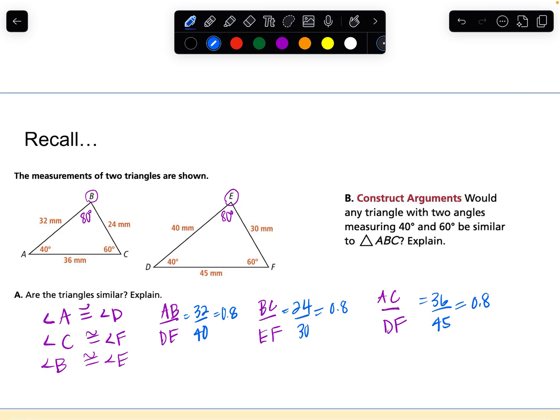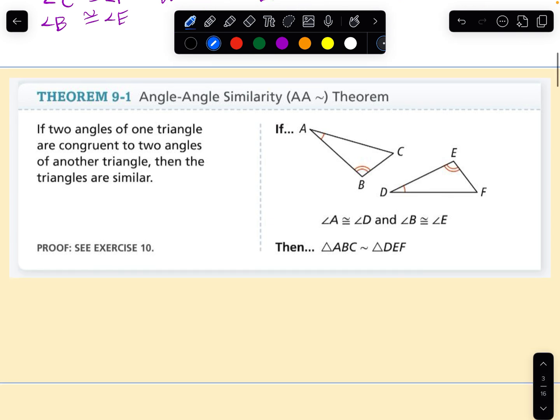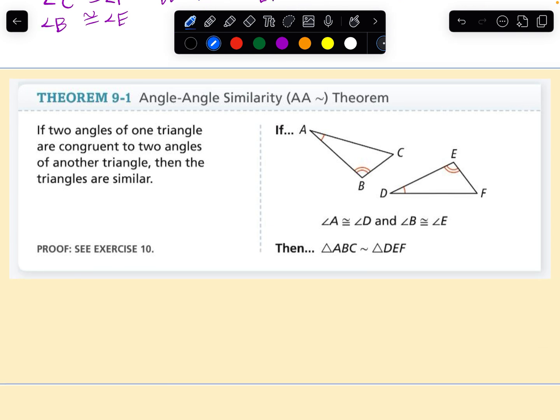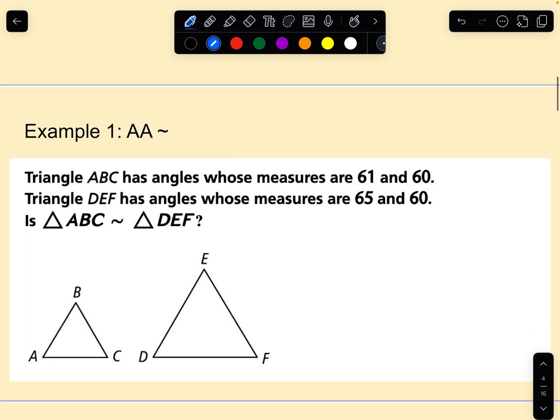So now the question is, would any triangle with two angles measuring 40 and 60 be similar to ABC? Yes, they would, because they would all be 40 degrees, 60 degrees, and 80-degree triangles. Our first theorem is the angle-angle similarity theorem. If two angles of one triangle are congruent to two angles of another triangle, then the triangles are similar. So all we have to show is two angles of one congruent to two angles of another.